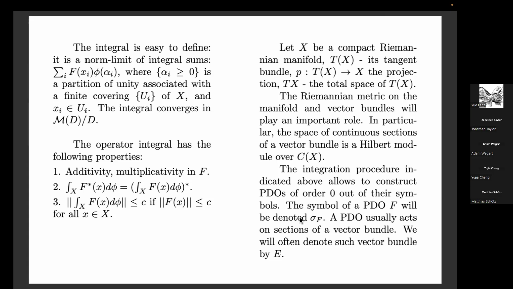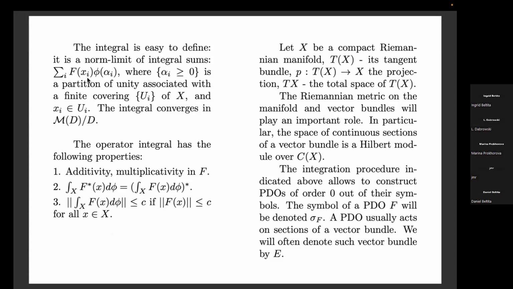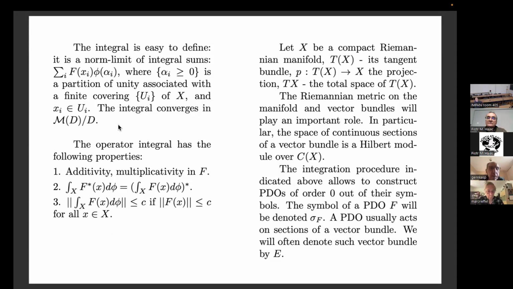The measure is not only positive, because it's a homomorphism of C-star algebras, but also multiplicative, and the alpha i's are a positive partition of unity. So I take this positive partition of unity associated with the finite covering, and the integral will be just defined as a limit of these integral sums. Of course, it's necessary to prove that it converges, but I don't want to spend time on this. It's just a certain exercise.